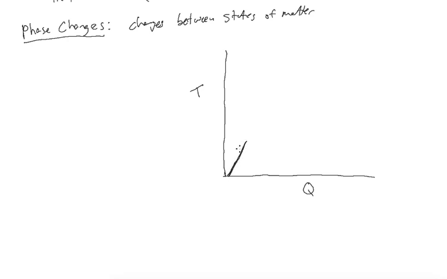I'm trying to make sure this isn't a 45-degree angle. Basically, this is just going to go up linearly. And then eventually, this solid is going to start to melt. And when it starts to melt, something very interesting happens. This graph plateaus. While it's melting, here it's solid and liquid. So here's solid. Here it's melting. While it's melting, the temperature doesn't change anymore. And then eventually it finishes melting, the whole thing melts, and then the temperature starts to rise again.